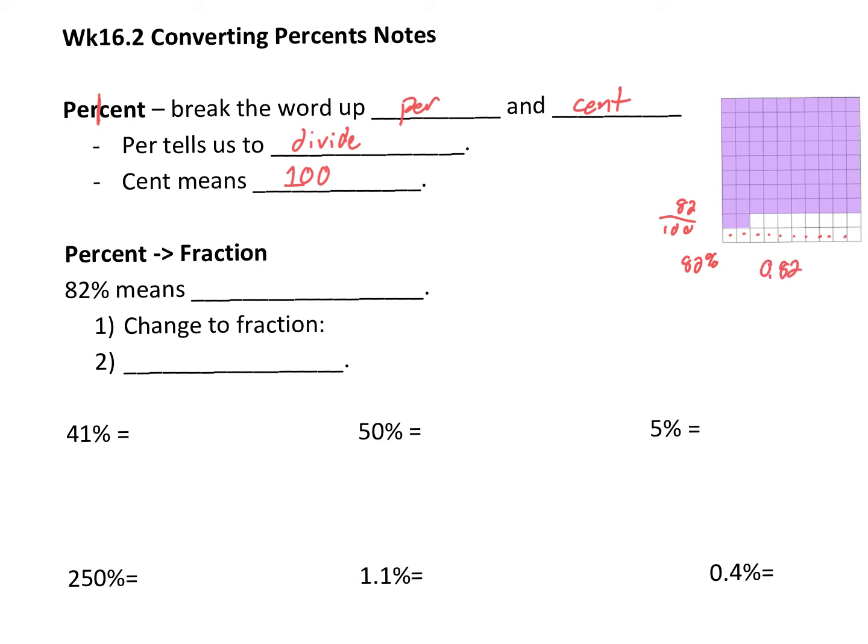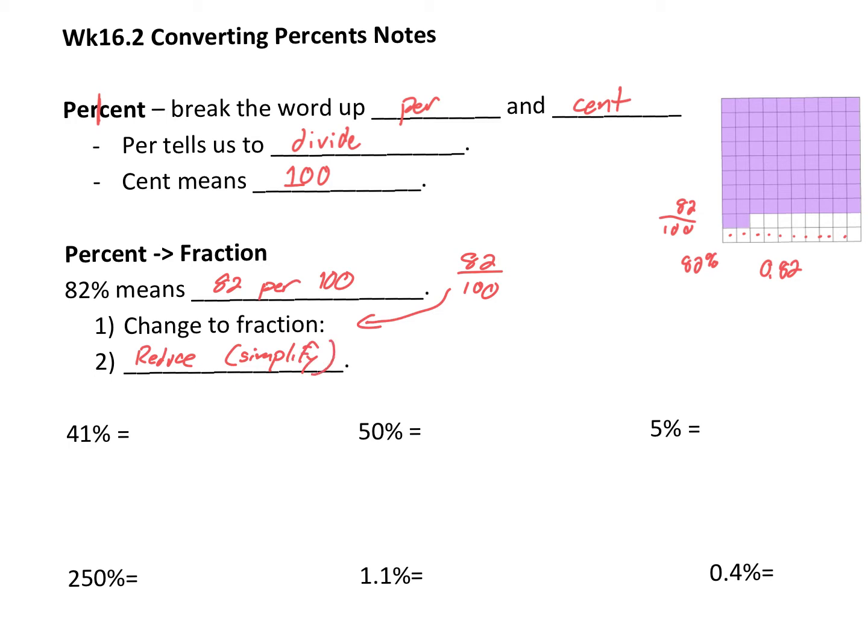All right, so first let's talk about percent. We're going to change a percent to a fraction. 82% means 82 per 100. It means 82 over 100. So step one, we change it to a fraction, 82 over 100. Step two, what do we always do with fractions? We reduce or simplify.